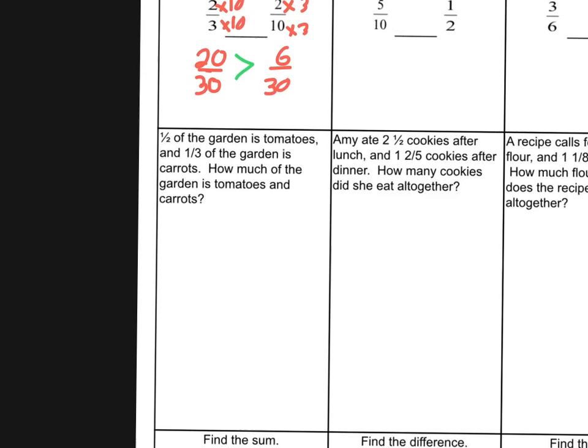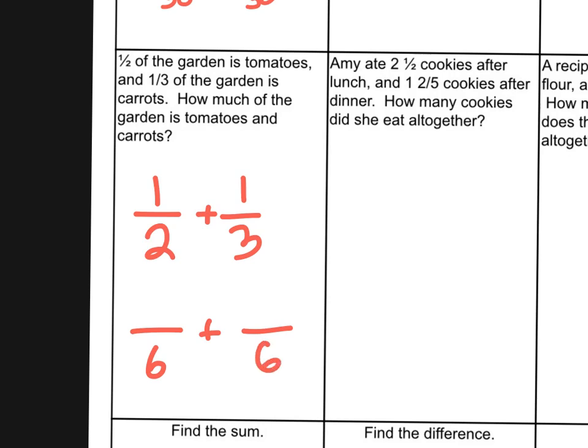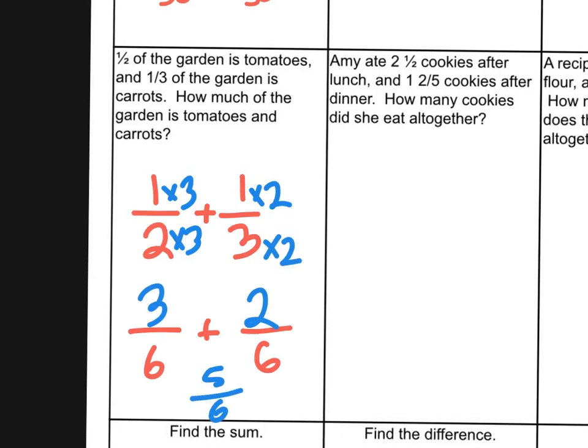For the next one, it says half of the garden is tomatoes and 1/3 of the garden is carrots. How much of the garden is tomatoes and carrots? So we have a half of the garden, and we also have a third. So we're going to add these together. So we know that they both have 6 in common. This will be times 3, which is 3/6. This is times 2, which is 2/6. And you add them together, your answer should be 5/6. So we know that 5/6 of the garden is tomatoes and carrots.